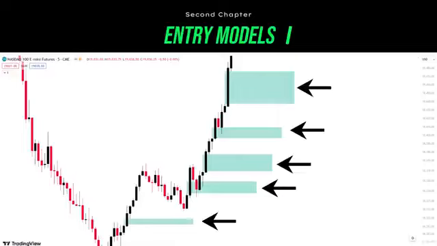These are all fair value gaps. The first one from the lowest point didn't get filled. The second one from above got broken down. The third one also didn't get filled. It's only the fourth fair value gap that got respected.